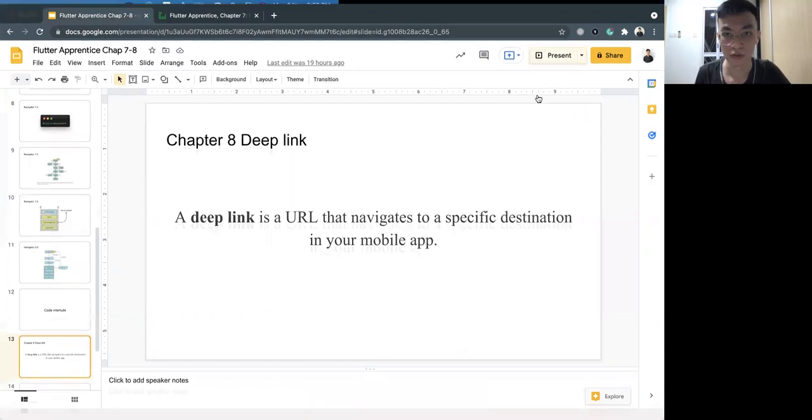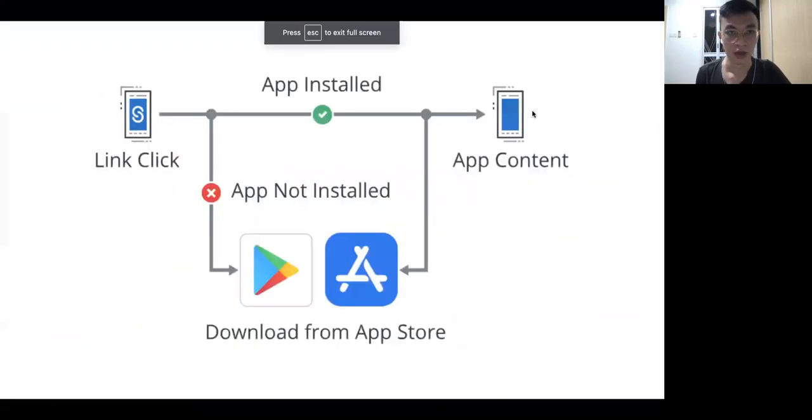And here's the logic of a deep link. When you have the app, if the link is clicked and the app is installed, then we direct you to the app content. Otherwise, if the app is not installed, then we direct you to the Play Store or App Store. This totally depends on how you implement it.